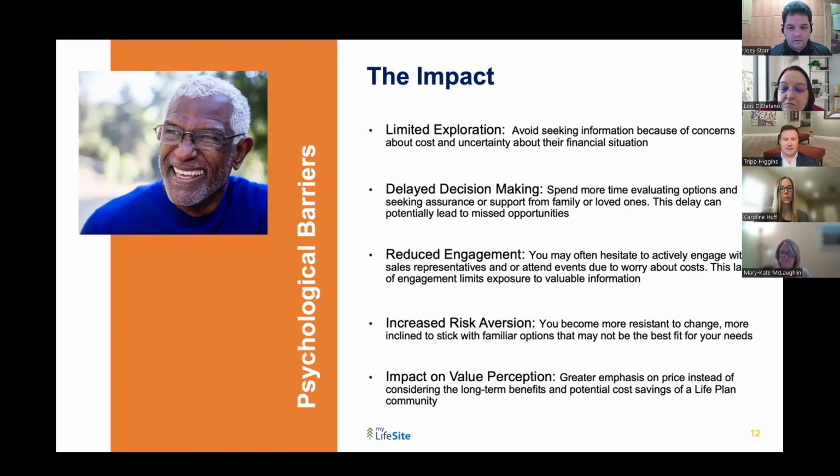So certainly real. And impact of value proposition. And this is where too much of the emphasis is put on costs as opposed to a lot of the other benefits that come with a life plan community. And that's why we've developed some tools to help take that away, take the financial uncertainty and make that more clear.